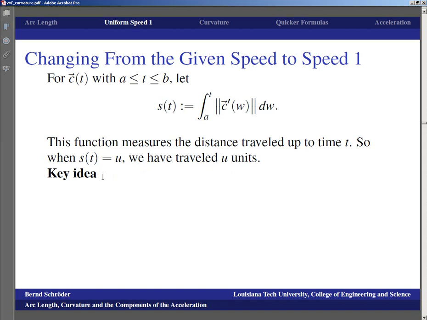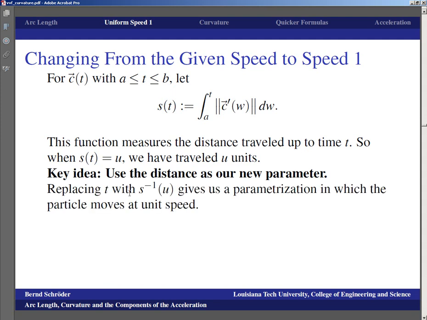And now the key idea for the definition of the curvature, as well as for reparametrization with respect to the arc length, as this is called, is that we're going to use the distance as our new parameter. So basically, if we replace t with s inverse of u, well, if s of t is u, then t is s inverse of u. So that is something that we can do. That gives us a parametrization in which the particle moves at unit speed, because remember, u now gives us the distance traveled, and if the distance traveled is our clock, then the particle moves at unit speed.